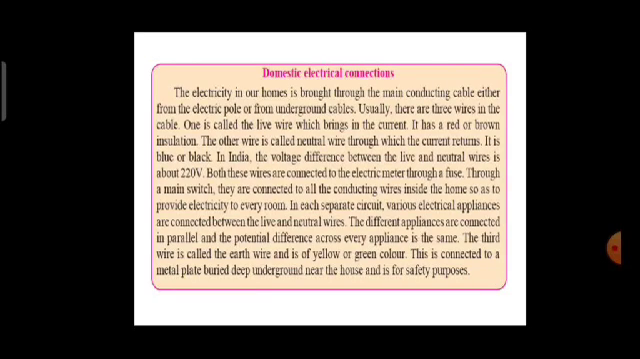The third wire is called the earth wire, and it is of yellow or green color, and it is connected to a metal plate buried deep underground near the house. It is for safety purpose.